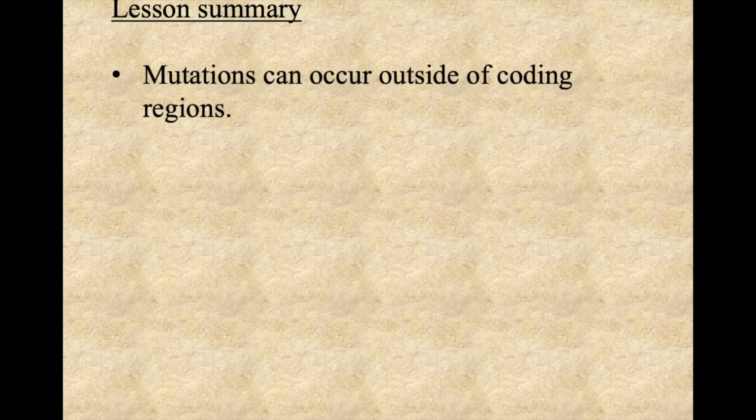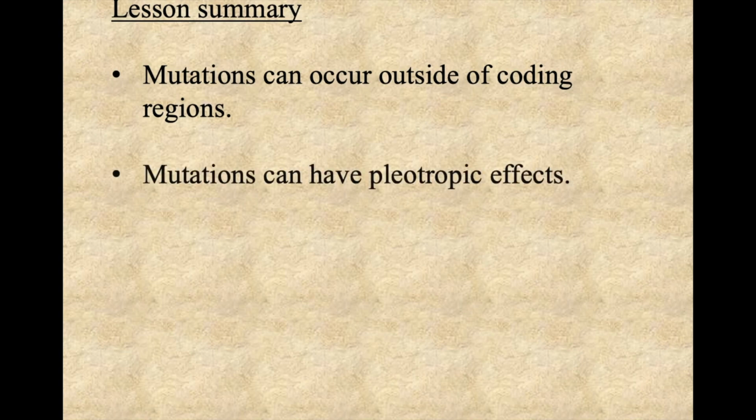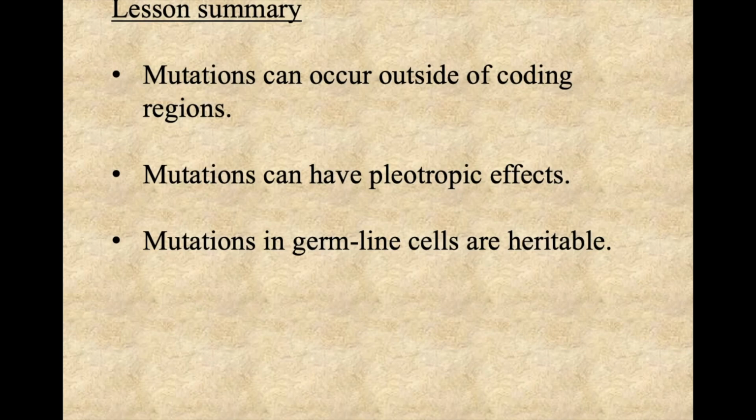So let's try to hit some of the highlights from this particular lesson. We talked earlier about how mutations can occur within the coding regions and how that impacts the final proteins. We need to understand that mutations can happen outside of these coding regions and have dramatic impacts as well. Some mutations can have pleiotropic effects, so a single mutation in one gene can impact dozens of other genes. Mutations in the germline cells, those that produce sperm and eggs, are heritable and therefore can potentially have major impacts compared to those in the somatic cells.